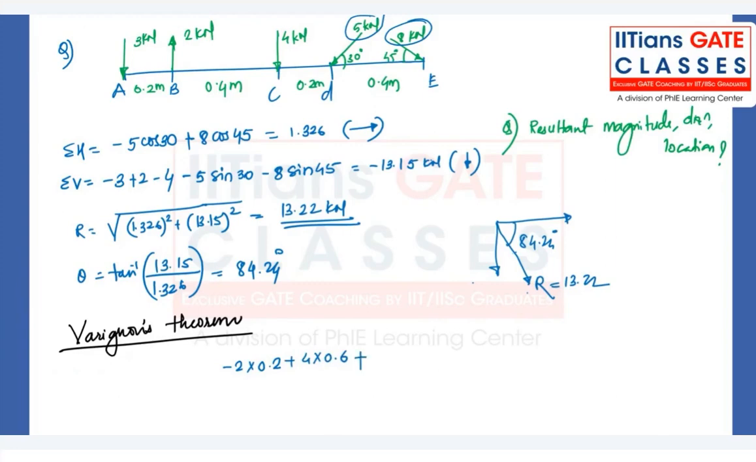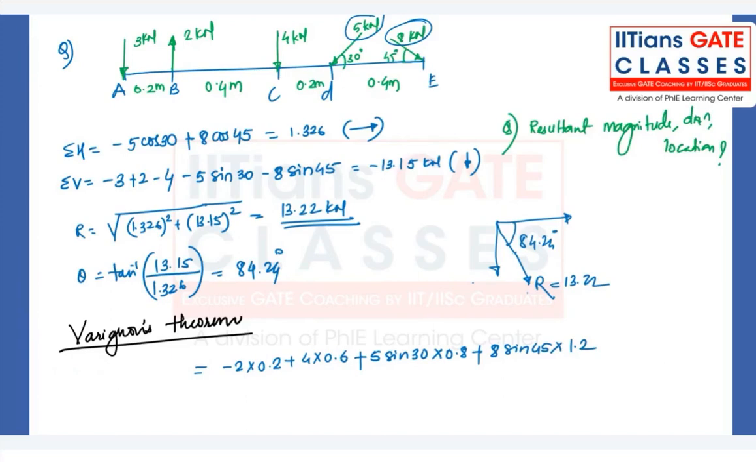So 5 sine of 30 into 0.8 plus 8 sine of 45 into how much? 1.2. Okay, this is the total moment from all the forces, and this should be equal to the moment created by the resultant. So the resultant will again have a vertical component and a horizontal component.